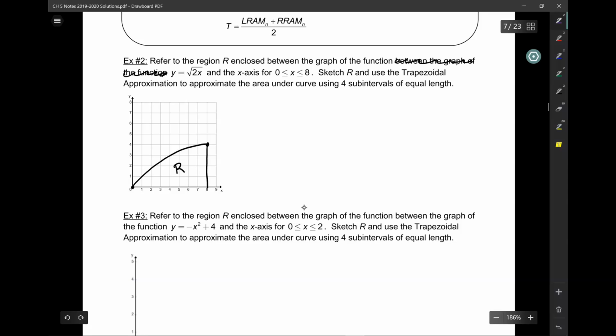Okay, now we have 4 subintervals. So the height is going to equal 8 minus 0 over 4, which is 2. Now, so let me just do this. So each subinterval is 2. So we have a partition at 2, 4, 6.